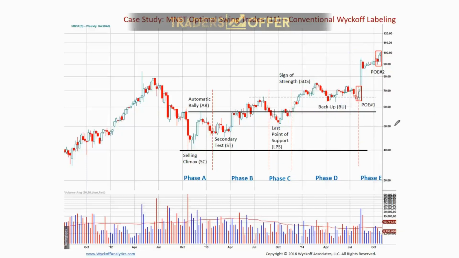And even with this conventional thinking, we're still making a profitable trade. Even if we're not entering at this point, we might be entering at this point right here, which is either phase D right here or phase E.